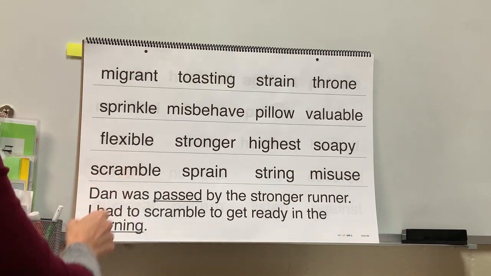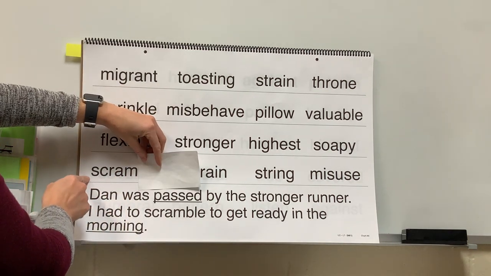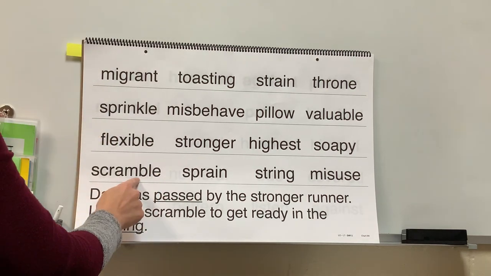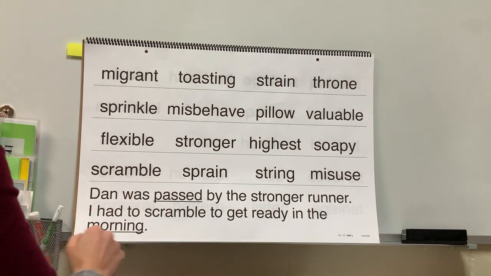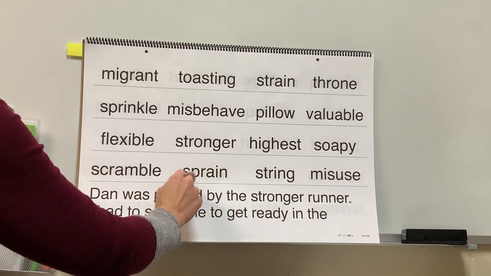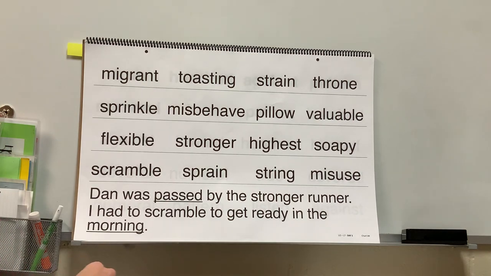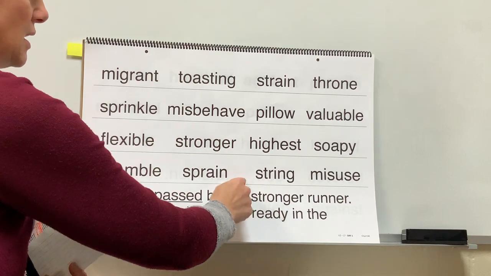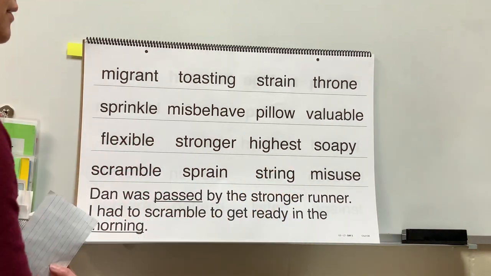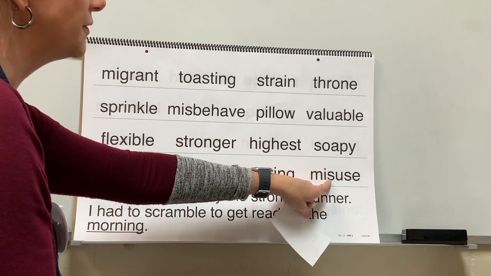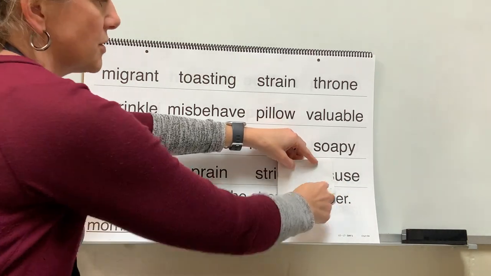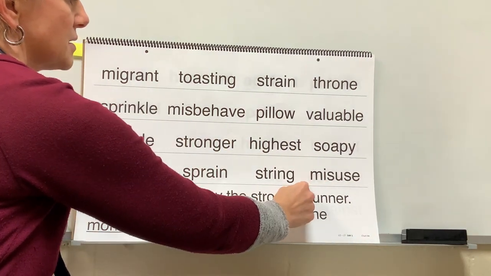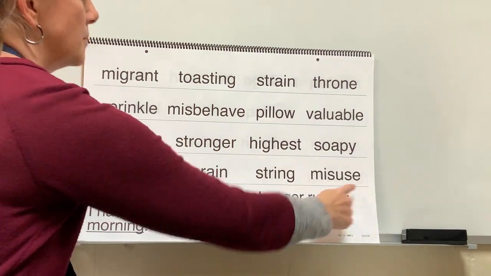Here's a two-syllable word. Syllable, scram. Syllable, ble. Blend. Word, scramble. Sound, is a. Word, sprain. Sound, is i. Word, string. Here's a prefix and a base word. Let's read the base word first. Base word, use. Prefix, miss. Word, misuse.